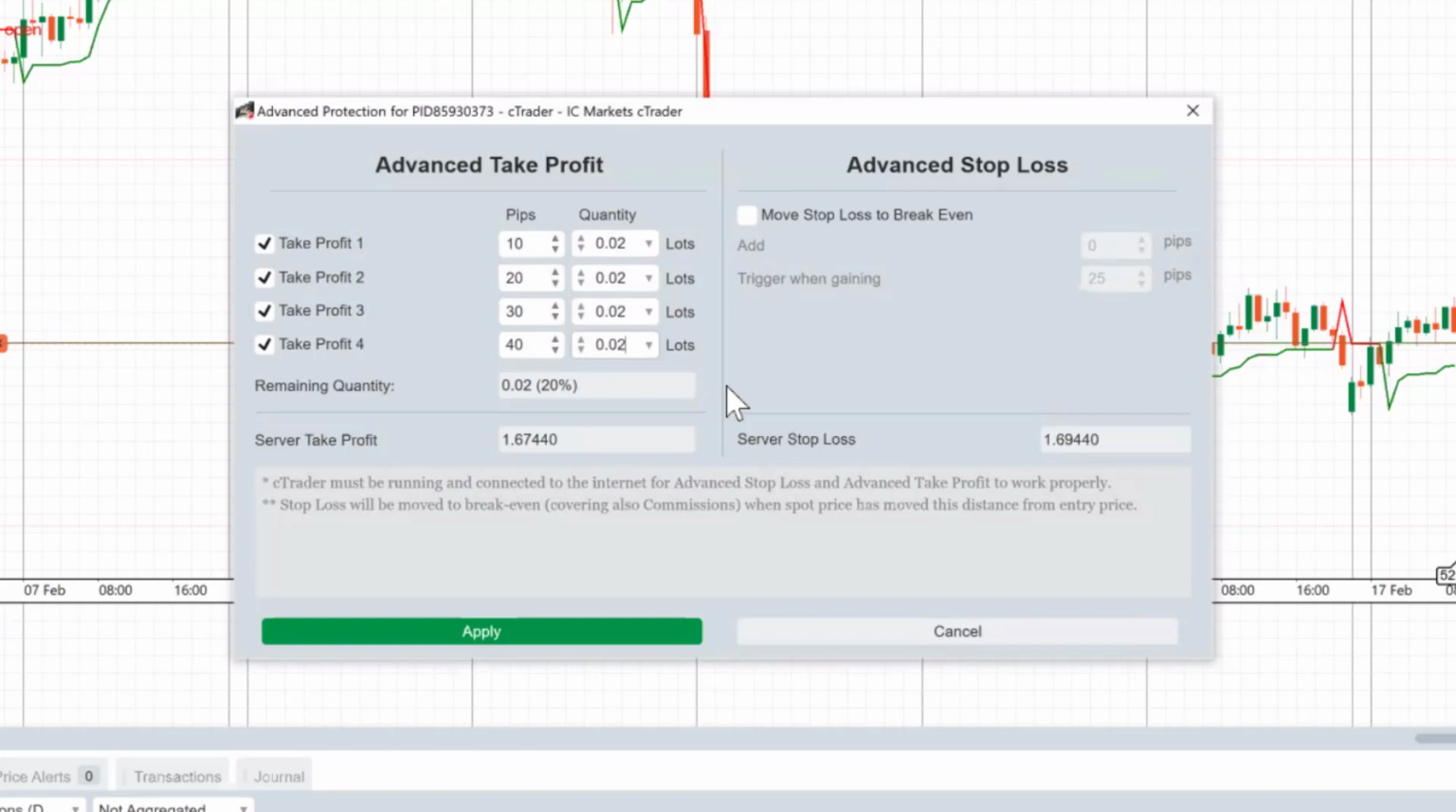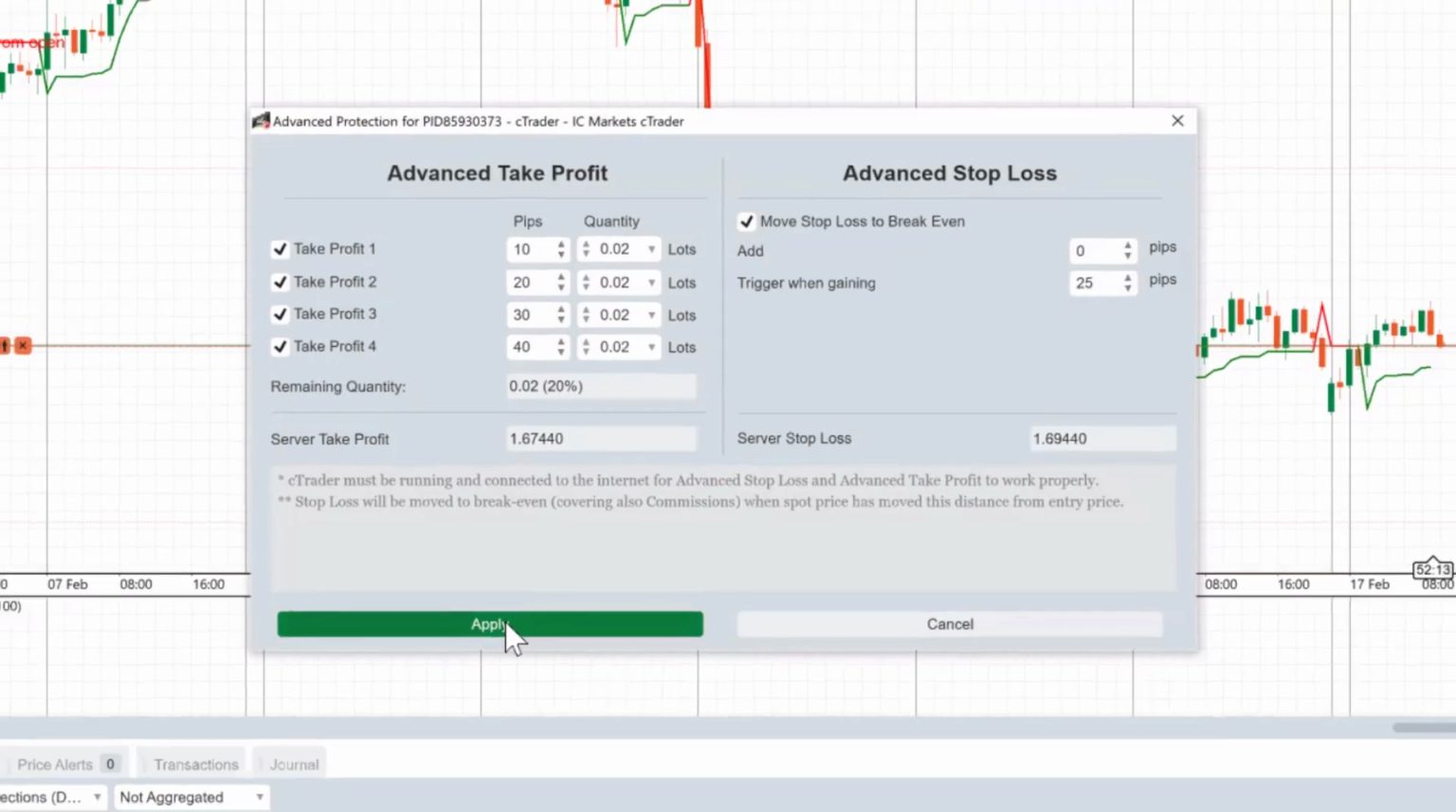I can at this point also tell it to move my stop loss to break even at a certain point. So I'm going to tick that box. So when I'm up 25 pips, it will also move my stop loss to break even, and I'll click on apply.